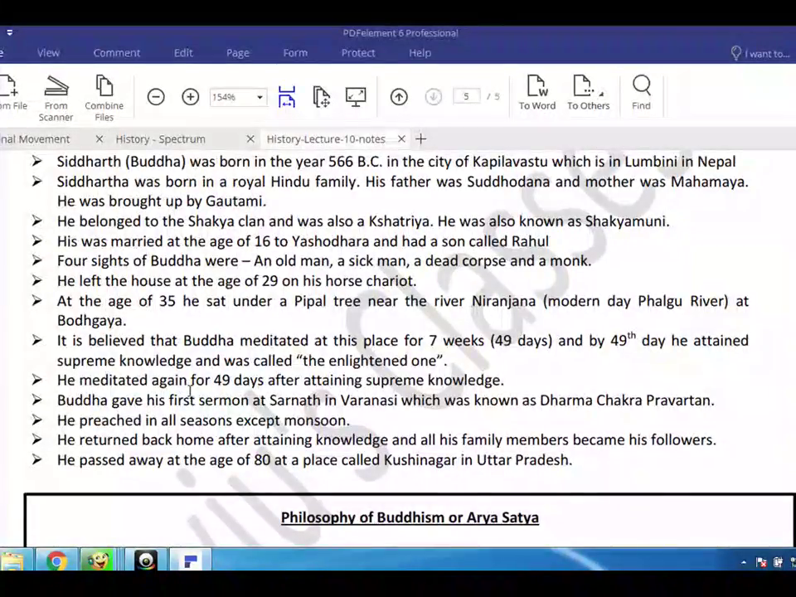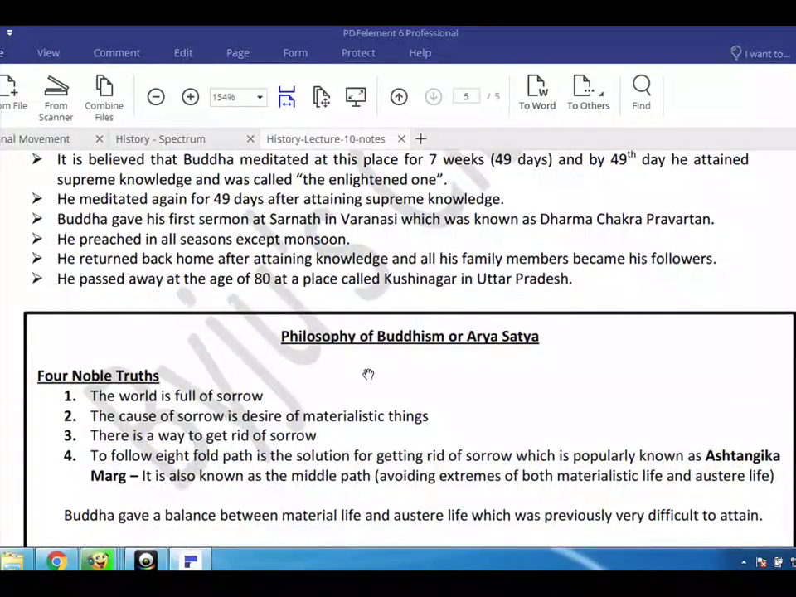He meditated again for 49 days after attaining supreme knowledge. Buddha gave his first sermon at Sarnath in Varanasi, which was known as Dharmachakra Pravartan. He preached in all seasons except monsoon. He returned back home after attaining knowledge and all his family members became his followers. He passed away at the age of 80 at a place called Kushinagar in Uttar Pradesh.